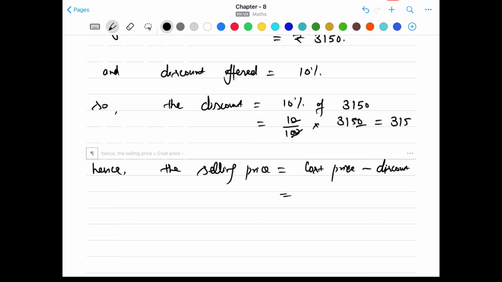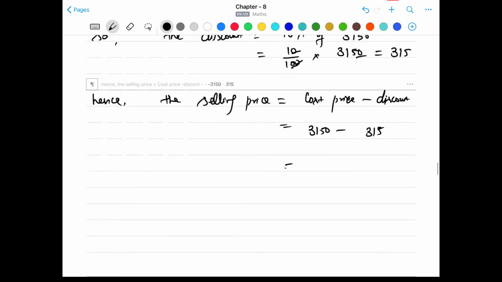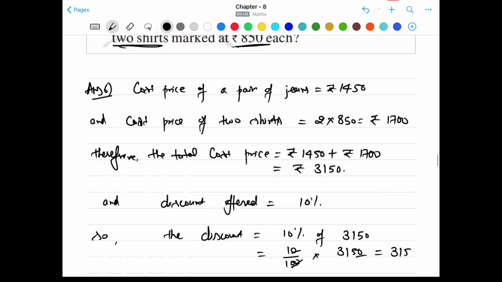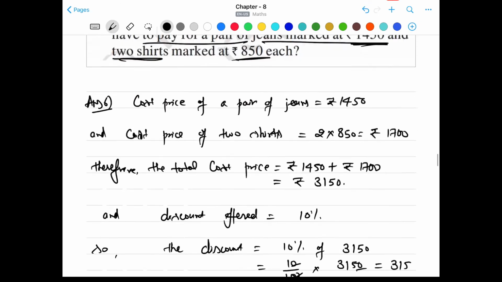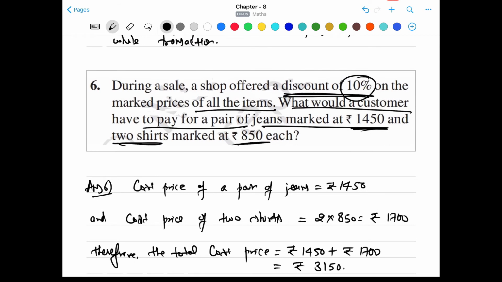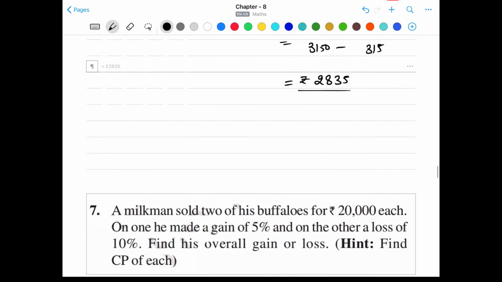So that will be 3150 rupees minus 315 rupees. When you subtract the two, you will get the answer as 2835 rupees. That's the answer. That means the buyer has to pay this much amount, which is 2835 rupees, for buying one pair of jeans and two shirts at the discount of 10%. Okay, so that's the answer of question number 6.